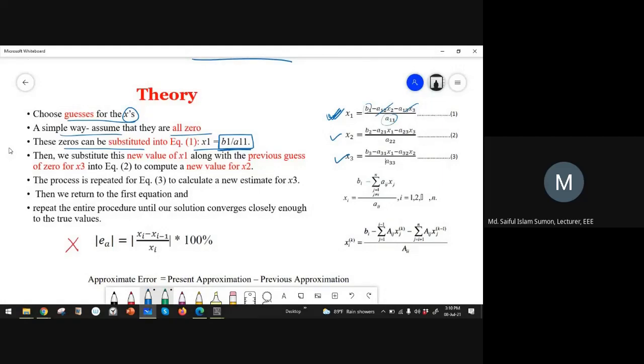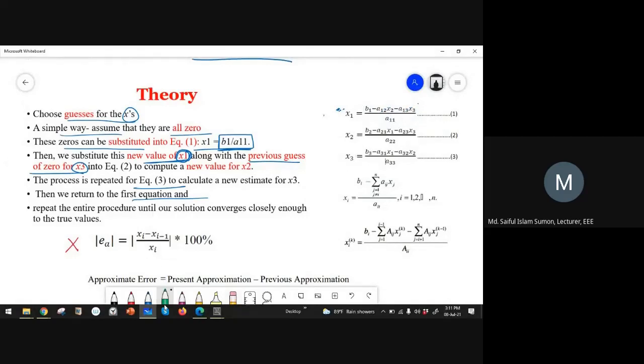After that, we can substitute the new value of x1 and the previous guess of x3 to find x2. Can you relate with the example? To find x2, I will be using the recent value of x1 that has been found here, and also I need the value of x3, which will actually be the initial guess. Are you okay? Yes, sir. In the same way, we are going to find the solution for x3. After this, I will keep iterating time and again until I get my desired precision.